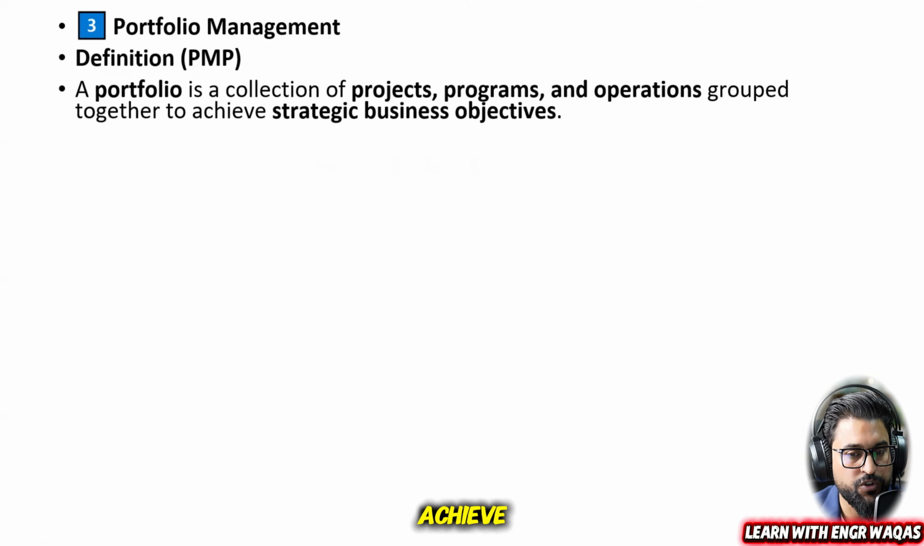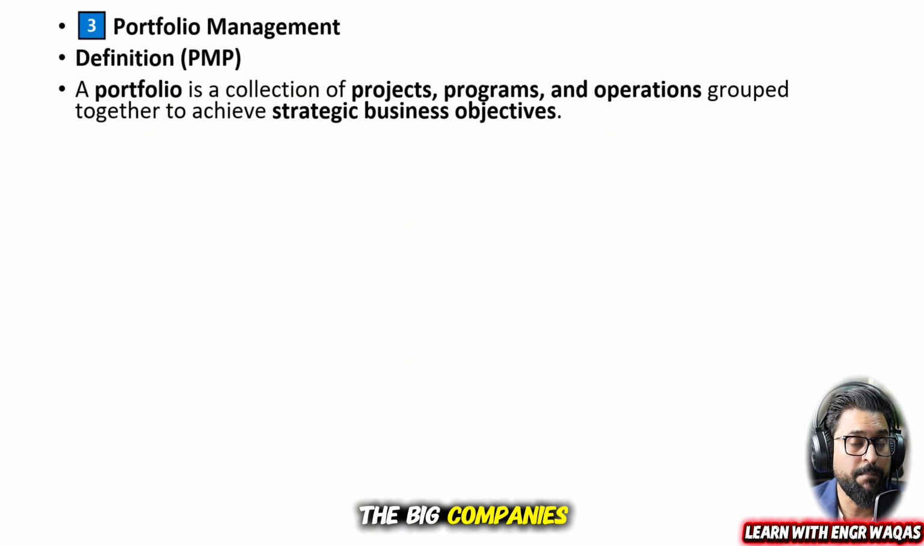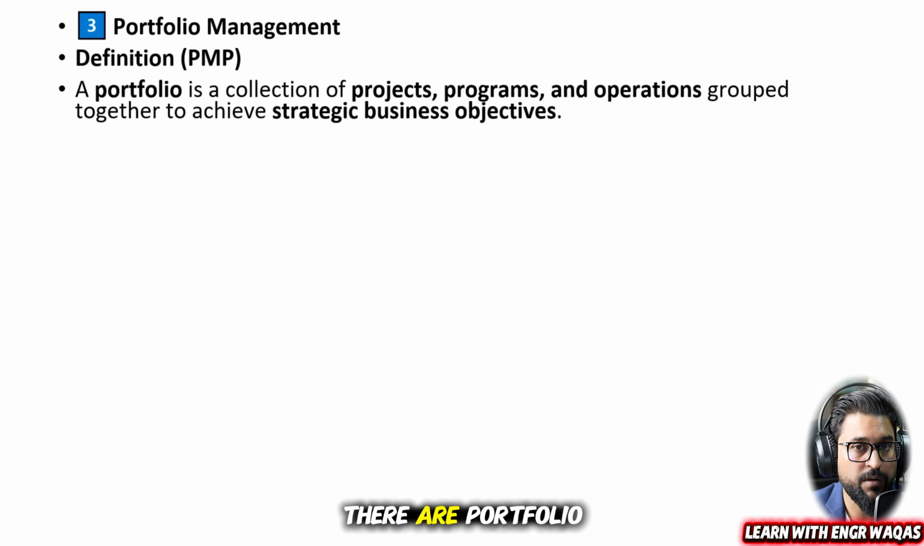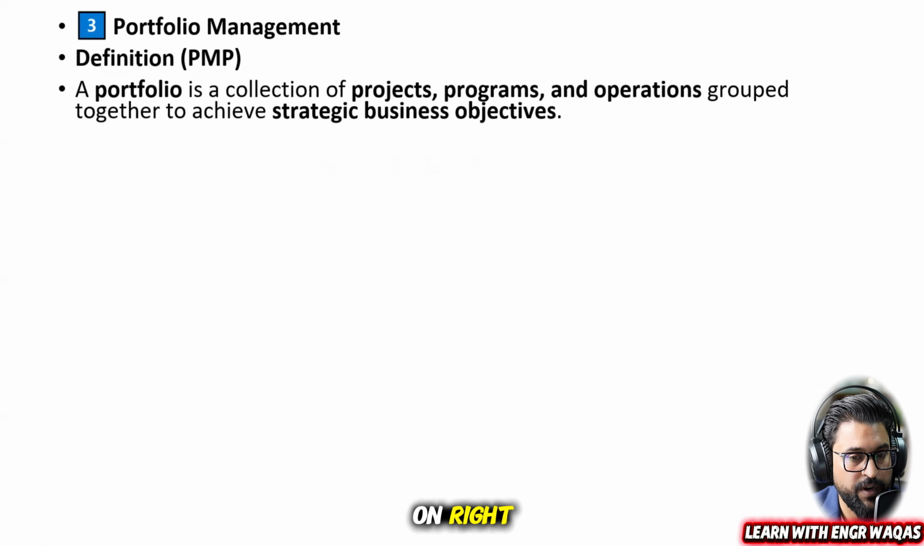So the definition, as per PMP, is that a portfolio is a collection of projects, programs, and operations grouped together to achieve strategic business objectives. Big companies like Coca-Cola, like Mercedes, have different kinds of products. Take Aramco: there are refinery operations going on, pipeline projects, building construction projects, road construction. In a single oil and gas development, portfolio management is going on, right?